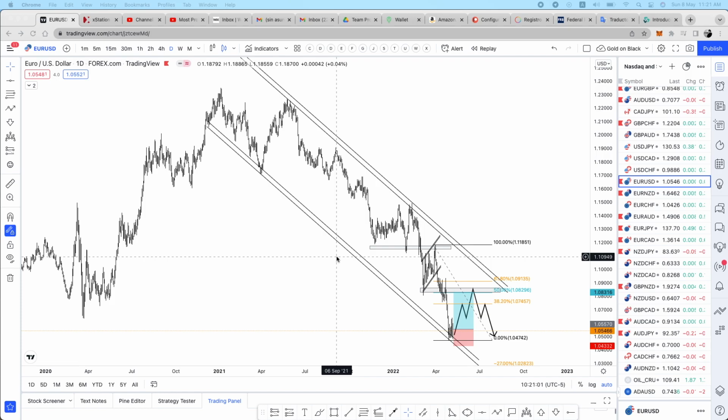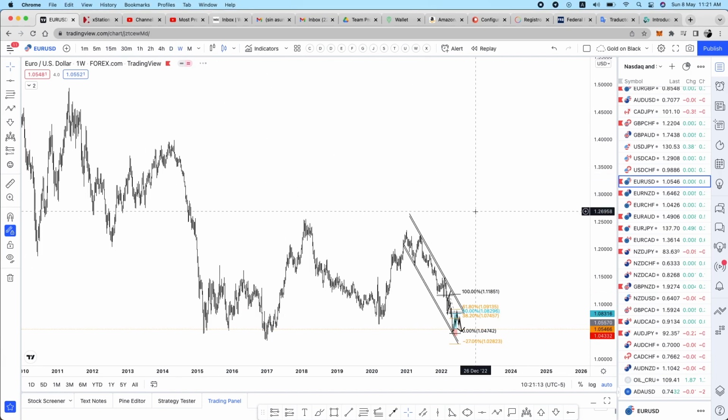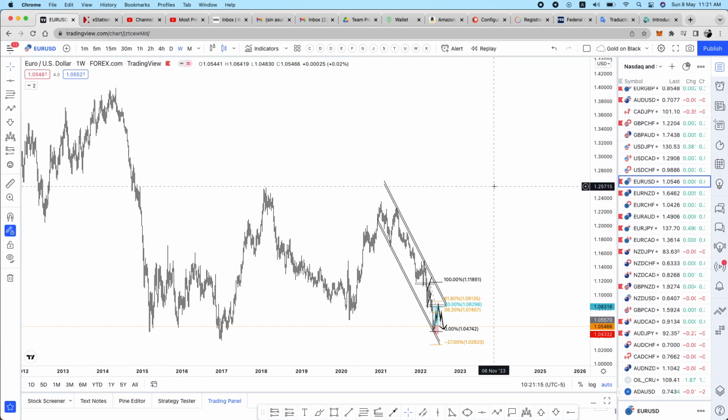In this case, I will show you a few examples right now, starting with pairs. Then I'll show you some other examples on indices, but it's very simple to understand and see how the market moves.